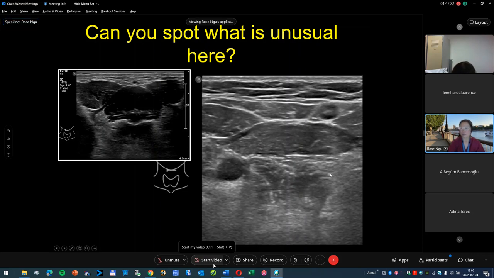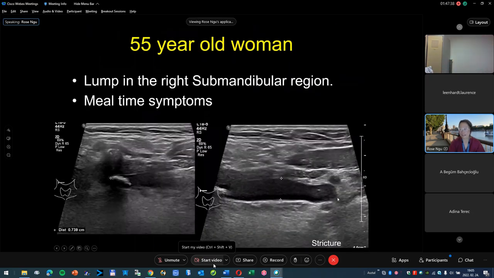So this is the sublingual gland sitting here. And here is a hypoechoic region. So what is this? Whenever you see this, you need to ask, is this something in the sublingual gland, or is this a dilated duct? In this case, it was absolutely a dilated duct. The submandibular duct and the parotid duct, if normal, you would never see. You only see it if it's pathological, or if you've got a stone, or an obstruction.